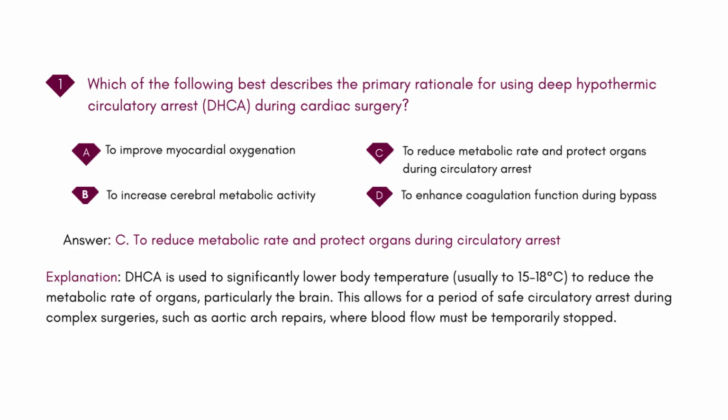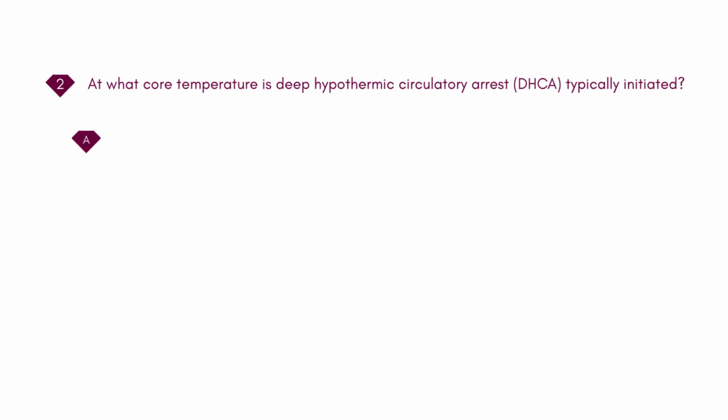must be temporarily stopped. At what core temperature is deep hypothermic circulatory arrest, DHCA, typically initiated? A. 28 to 32 degrees Celsius. B. 20 to 25 degrees Celsius. C. 15 to 18 degrees Celsius. D. 10 to 12 degrees Celsius.